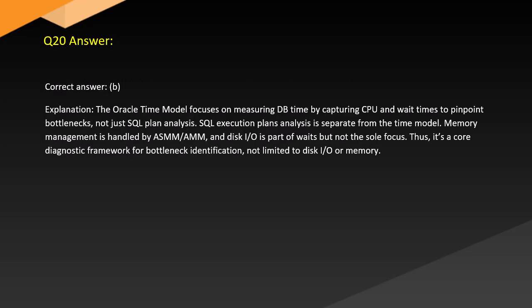Answer. Correct answer. B. Explanation. The Oracle time model focuses on measuring DB time by capturing CPU and wait times to pinpoint bottlenecks, not just SQL plan analysis. SQL execution plan analysis is separate from the time model. Memory management is handled by SGA management, and disk I/O is part of waits but not the sole focus. Thus, it is a core diagnostic framework for bottleneck identification, not limited to disk I/O or memory.